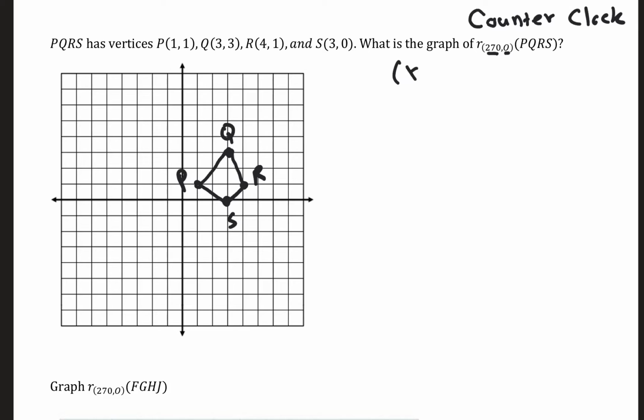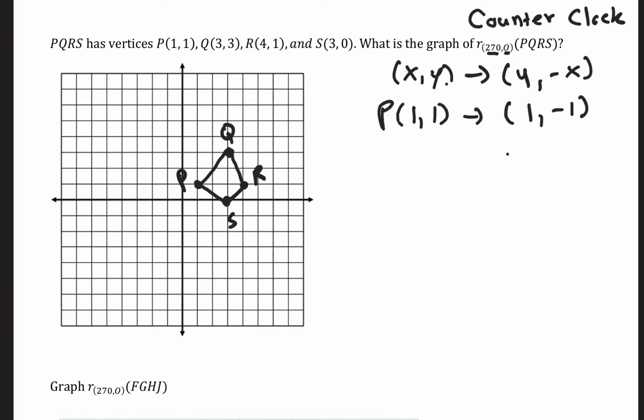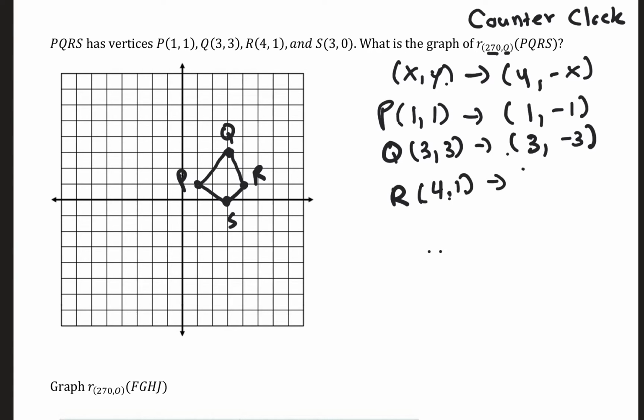So the rule will be (x, y). For counterclockwise, it's going to be (y, -x). That's going to be counterclockwise. So we have P, which is (1, 1), so it's going to be (1, -1). Q, which is (3, 3), is going to be (3, -3). R, which is (4, 1), is going to be (1, -4).